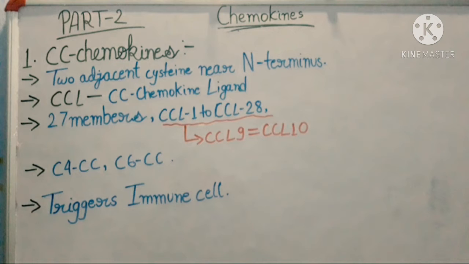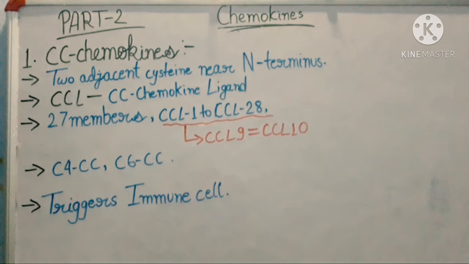This point is a little bit confusing because there are 27 members but the number is 28. This is so because CCL9 and CCL10 are almost similar. So if we count by number, then there are 28 CCL, but if we count by function, they are only 27 because CCL9 and CCL10 are similar in function and appearance also.